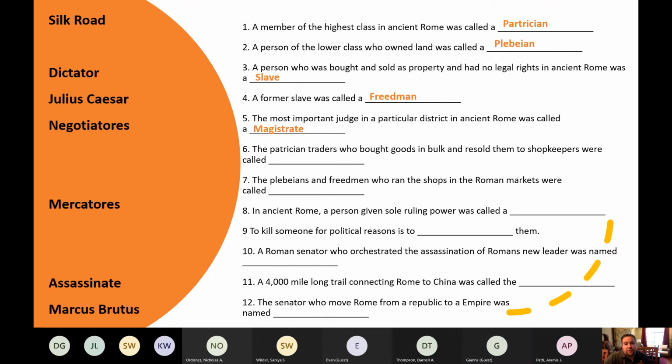The patrician traders who bought goods in bulk and then sold them to the shopkeepers were called what? Darnell, what do you think? A negro... I don't know how to say it. The negotiators. Okay, like negotiators, I guess. The plebeians and freemen who ran the shops in the Roman markets were called what? The people who ran the shops.